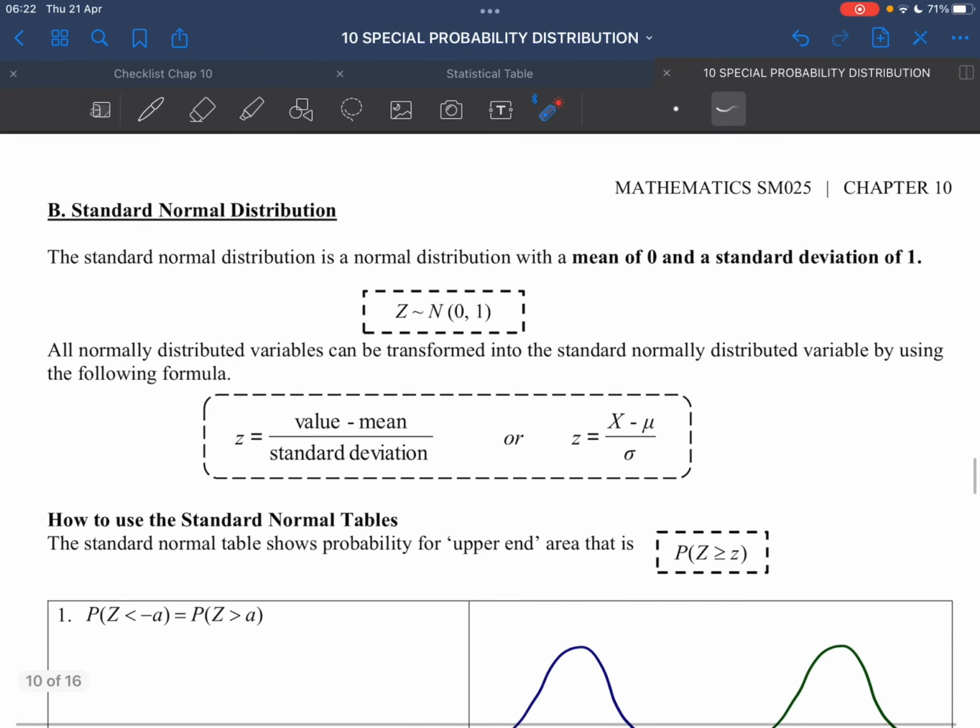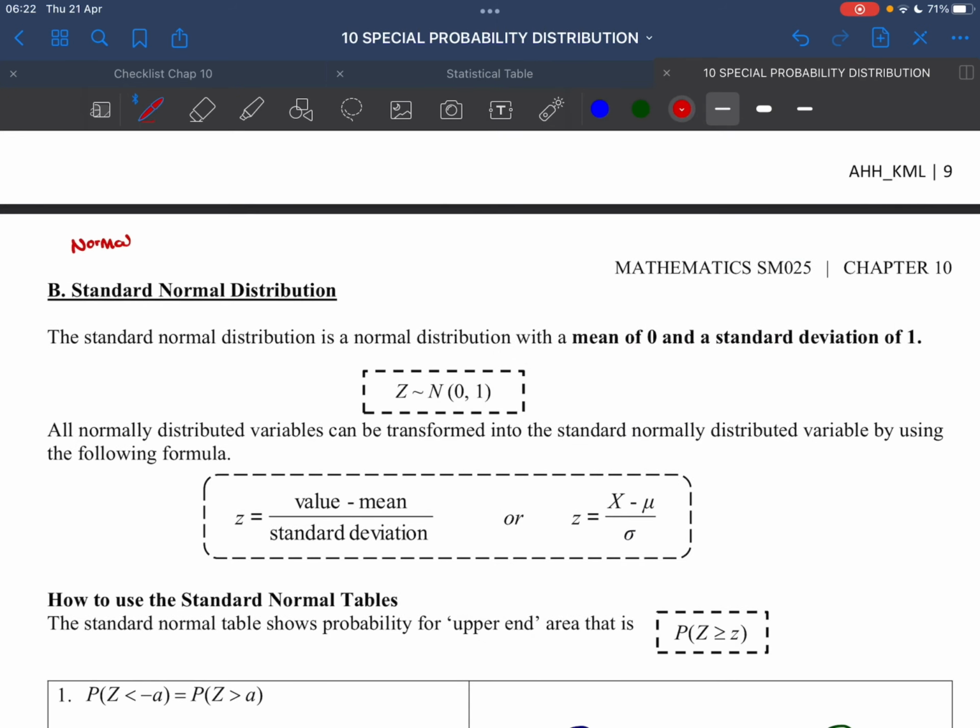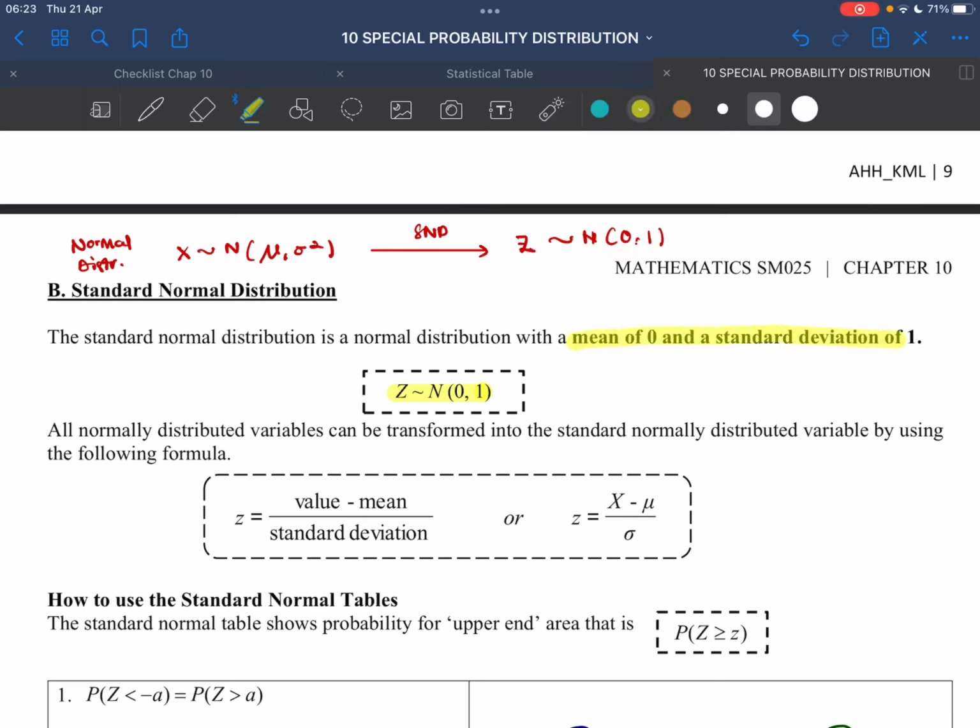Okay, so let's see. We are going to change from normal distribution X, and let's say like this. This is our normal distribution. X is normally distributed with mean mu, sigma square. Okay, so what we have to do is change to standard normal distribution, which is we have to change into this. Okay, so Z, 0, 1. So what is 0, 1? 0 is the mean and the standard deviation is 1. That is what standard normal distribution means.